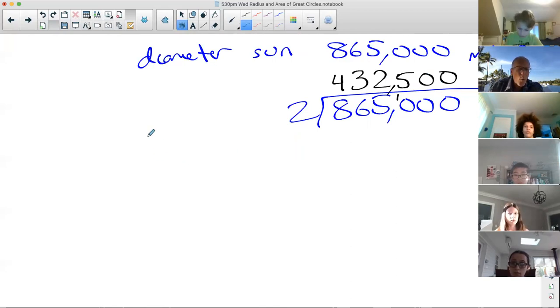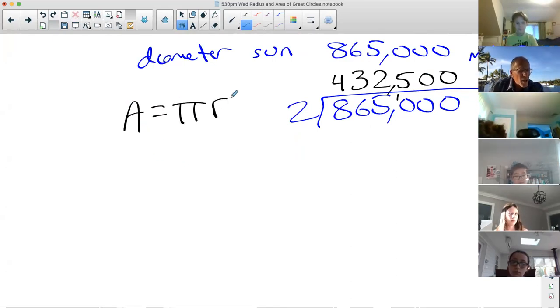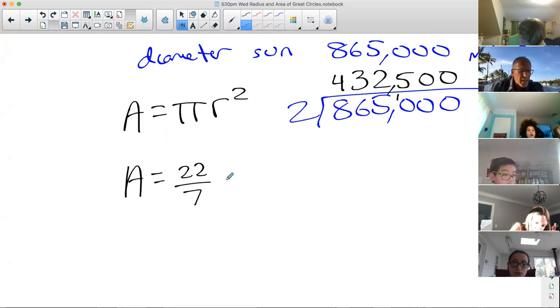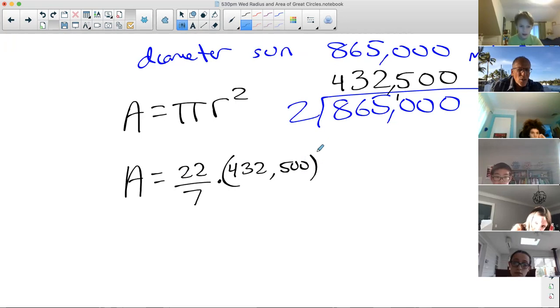We always write out our formula. The area of the great circle of the sun is 22/7 times 432,500 squared. Now, everybody watch how I do that.